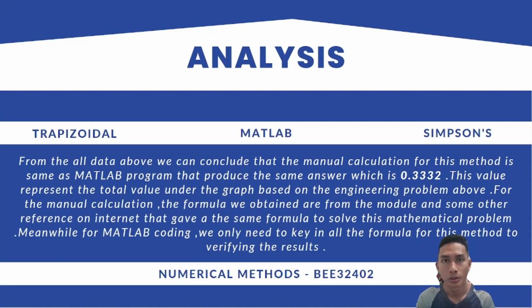Assalamualaikum warahmatullahi wabarakatuh. My name is Ahmad Farhan bin Muhammad. I'm going to explain the analysis. From all the data above, we can conclude that the manual calculation from this method is the same as Matlab. The program that we produced gives the same answer, which is 0.3332. This value represents the total area under the graph based on the engineering problem in the question. For the manual calculation, the formula was obtained from the module and some other references on the internet that give the same formula to solve this mathematical problem. Meanwhile, for Matlab, we just key in all the formulas for this method and verify the result.